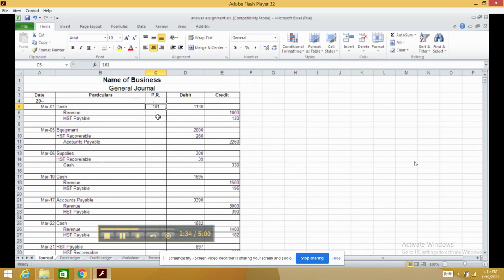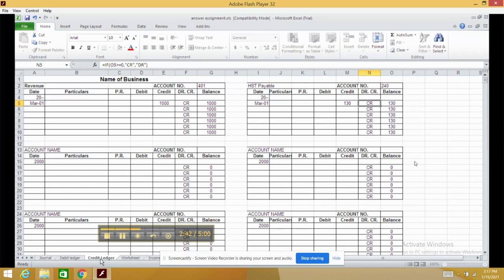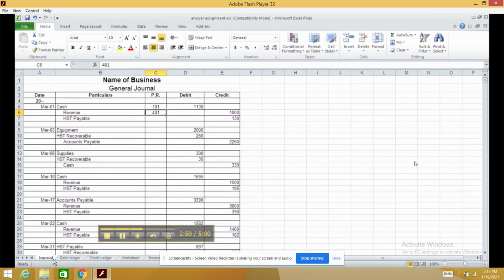Revenue, the account number was 401. And we'll go to the credit ledger. We'll see that it's 401, and we'll put J1 for the journal page. This is just indicating that we're finished and everything is accurate.